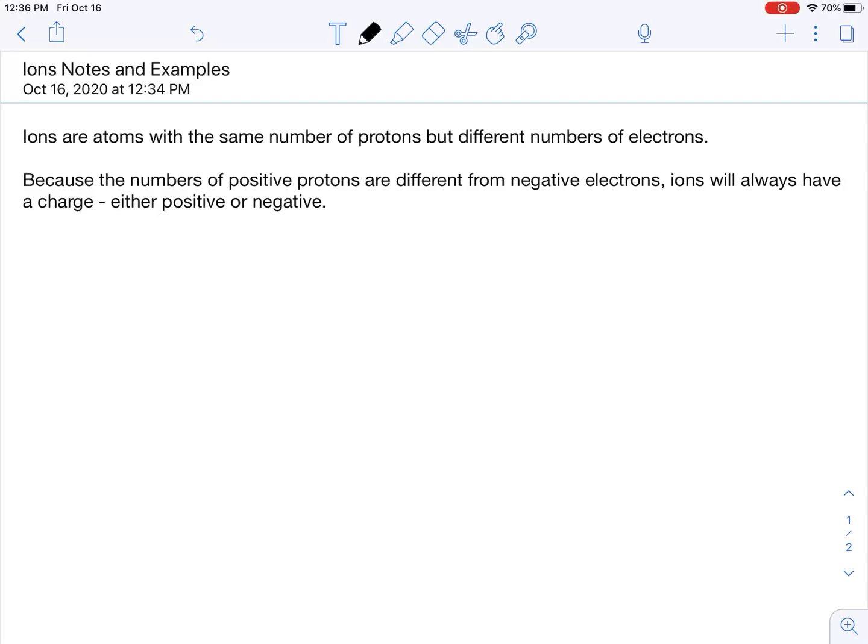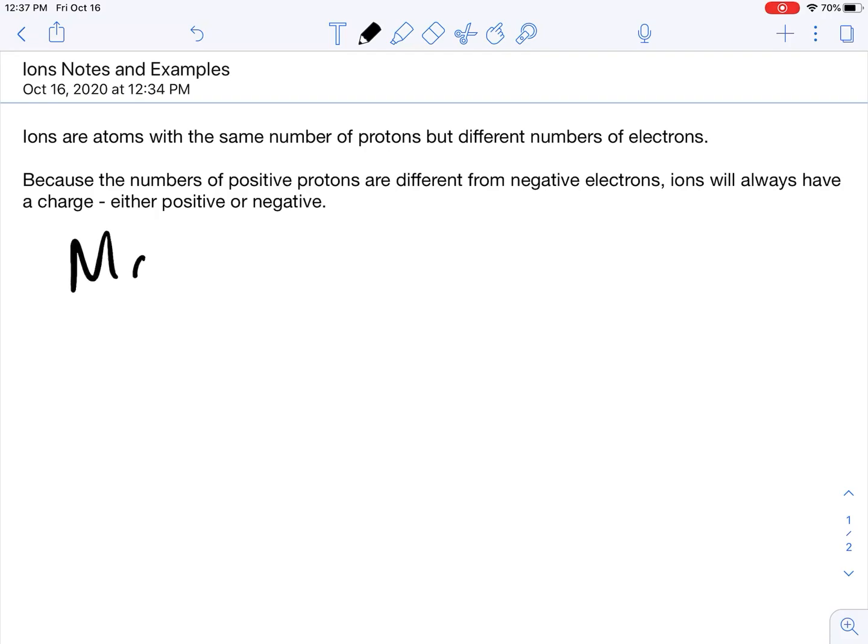Hi guys, here's a quick video on what an ion is, and then how to calculate the number of protons, neutrons, and electrons in an ion. Ions are atoms with the same number of protons but different numbers of electrons. Remember, protons are positive and electrons are negative, so if the numbers are not equal, the charge on the ion will be either positive or negative. It's positive if you have more protons, and negative if you have more electrons. Calculating the number of protons, neutrons, and electrons in an ion is very easy.